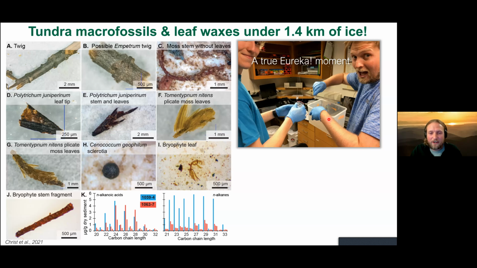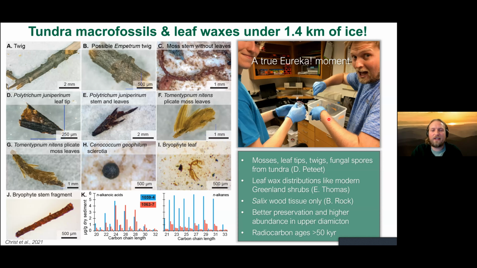I am not a paleoecologist, and so to me, I did not really know what I was looking at that time. And so we have worked with several different paleoecologists to help us understand this biologic record. Dorothy Petit from Lamont-Doherty looked at the macrofossils and found mosses and leaf tips and twigs, as well as fungal spores that resemble modern Arctic tundra and from ice-free areas of Greenland. The leaf waxes that are in this sediment resemble modern Greenland shrubs that are found in ice-free areas of Greenland today. And Elizabeth Thomas at University at Buffalo did those analyses.